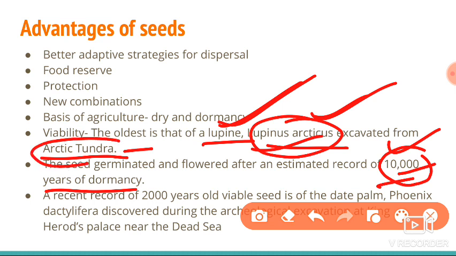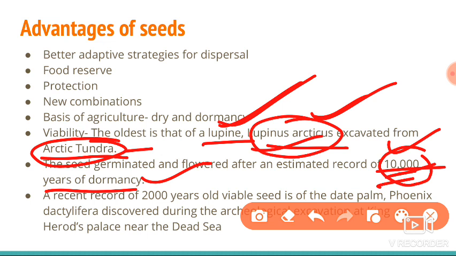It is mainly extracted from the Arctic tundra, and here the viability is 10,000 years. It has 10,000 years of dormancy. This is the oldest plant we found, the oldest one. It can grow after 10,000 years. This is one example given in your NCERT.